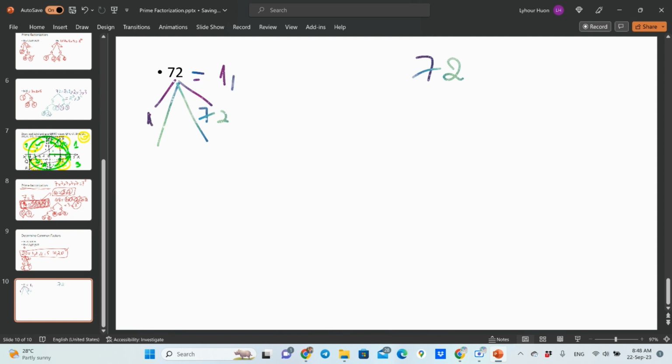One after one is 2. Can 72 be divisible by two? Yeah, because it's an even number. So when divided by two, we have 36. So this is another pair, 2 and 36. So we write here 2 and 36.